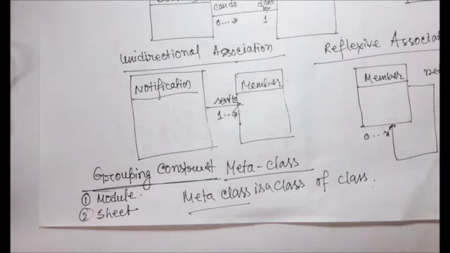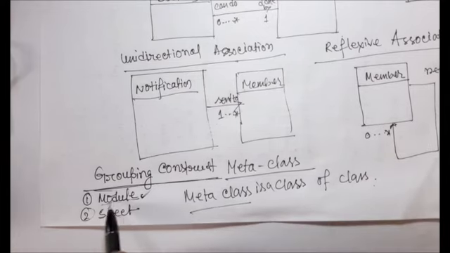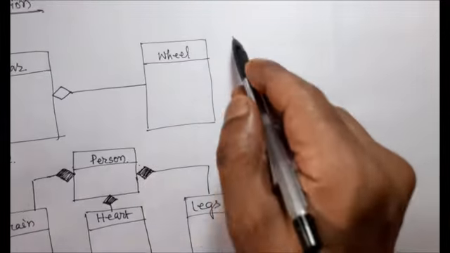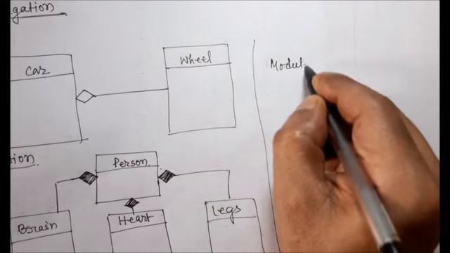Now the question is, what is a sheet? Module, understood. Now a sheet is a single printed page. A sheet is a mechanism for breaking a large object model into a series of pages. So I will divide a large object model into a series of pages, and each module is contained in one or more sheets. So here we have two terms: one is called module, another is sheet.